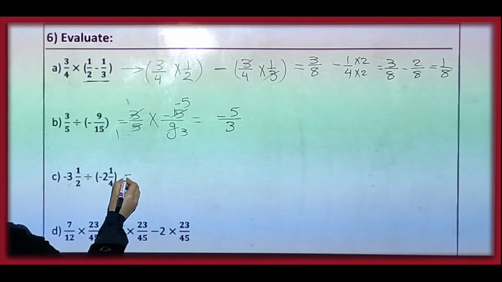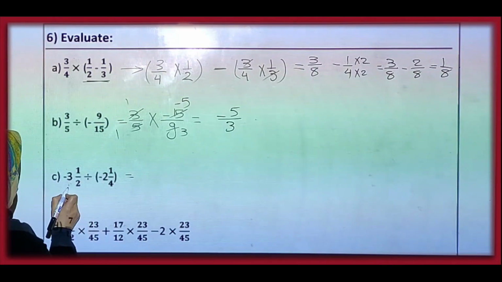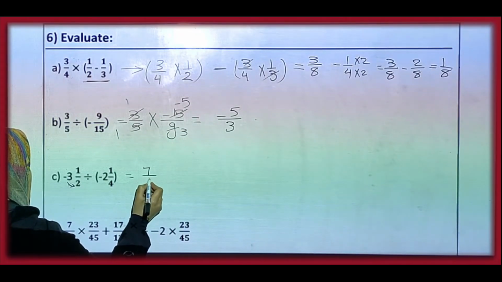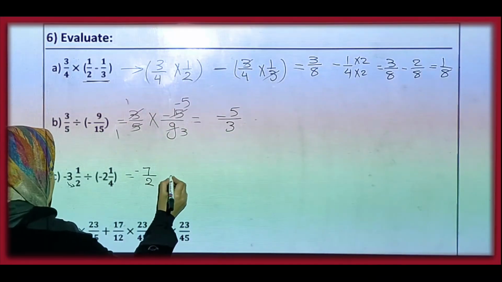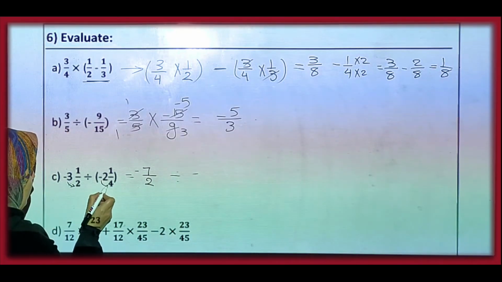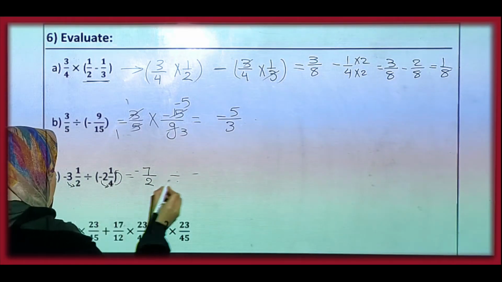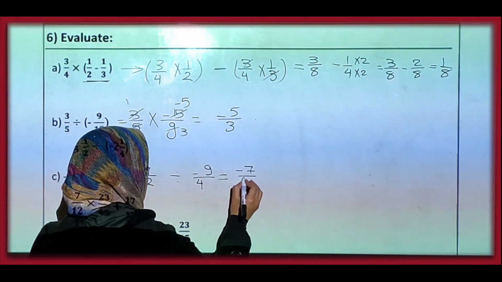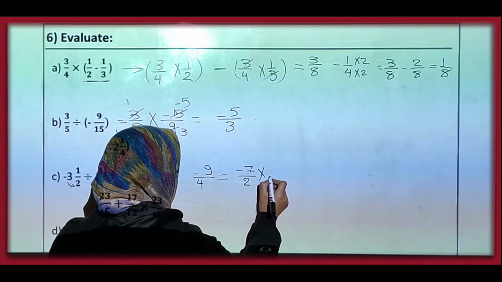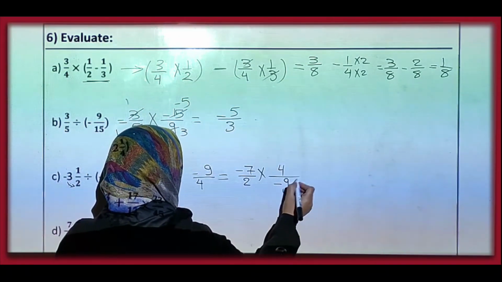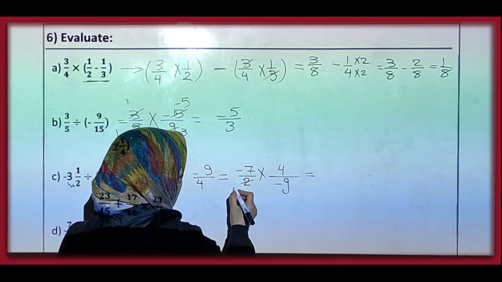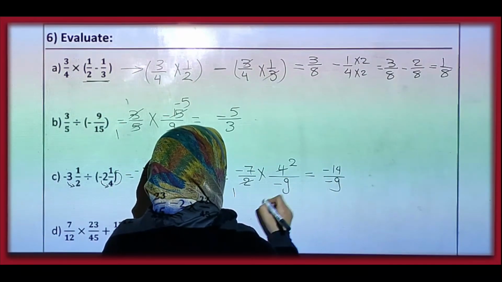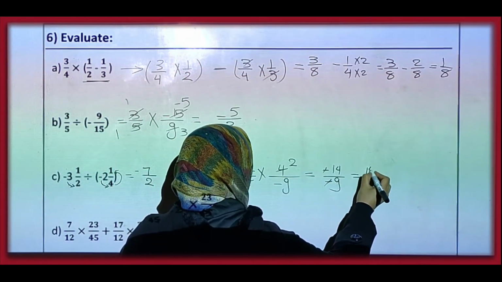Letter C, at first we must convert into improper fraction. 3 multiply 2, 6, 6 plus 1, 7 over 2. Divided by negative, 2 multiply 4 equals 8, 8 plus 1, 9 over 4. Then, negative 7 over 2 converted into multiply and the multiplicative inverse, 4 over negative 9. By simplifying, divided by 2 equals 1, divided by 2 equals 2, equals negative 14 over negative 9. We cancel the negative with negative, equals 14 over 9.